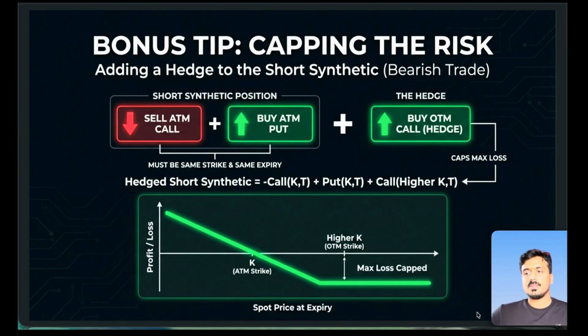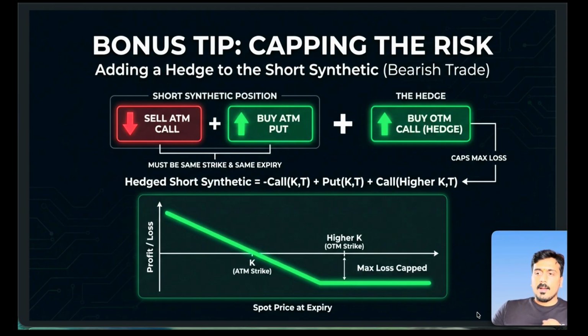Even in this example, this is a short futures. So I'm selling the call and buying the put. So that is a naked short future. And what I'm doing here is I'm just going and buying OTM call. So this is the edge. So you can see that this caps my maximum loss. And also this is going to decrease the margin drastically. This is the bonus tip for your reference.